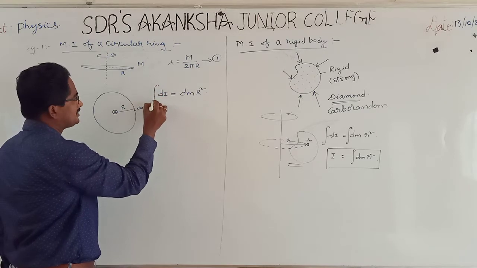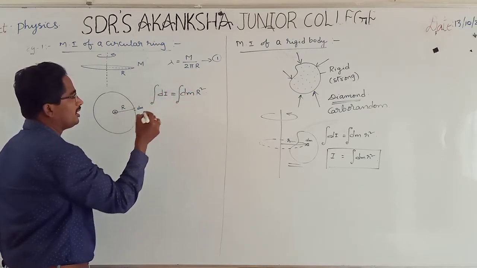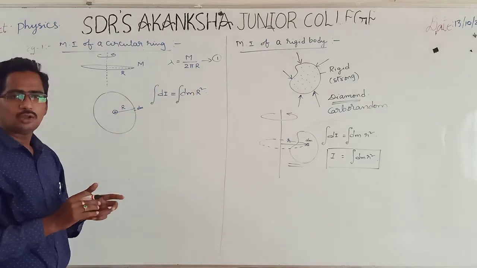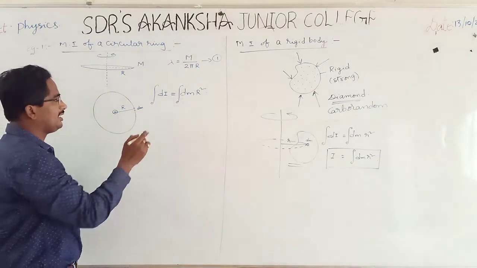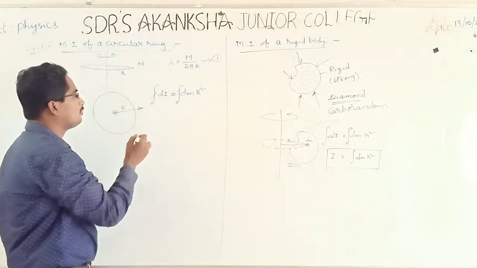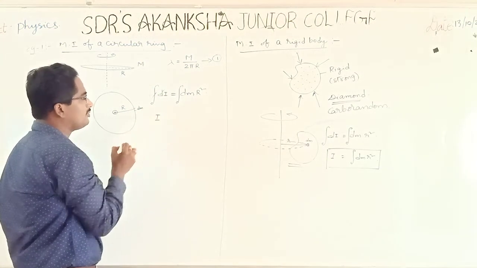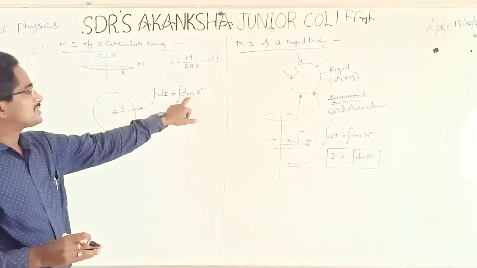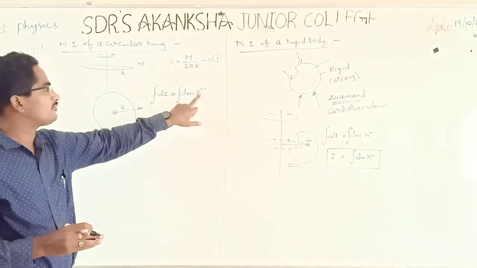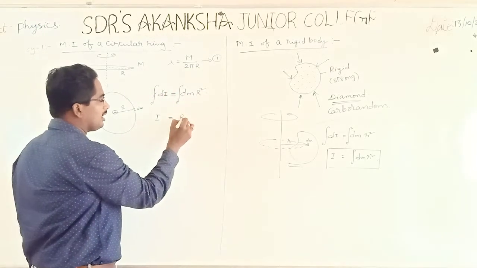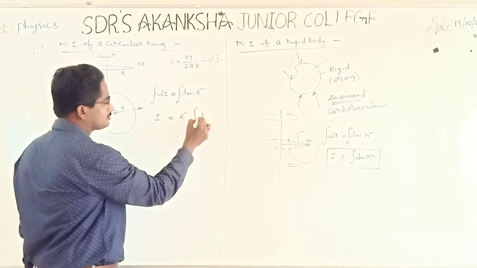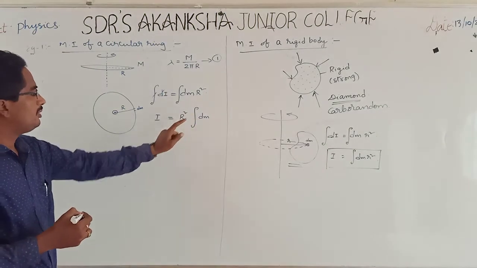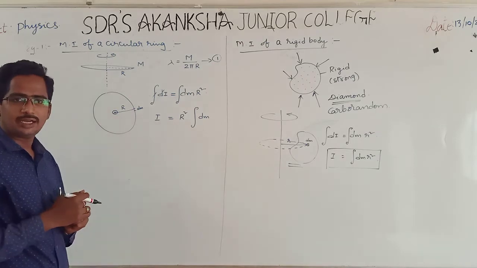If I integrate this for getting the moment of inertia for the whole ring, the integral of dI is nothing but the total moment of inertia. So here, what we get is I, the total moment of inertia, equal to the integral of dm r square. Here r square is constant, so if you take it outside, we get r square into the integral of dm. What is the integral of dm? Total mass.